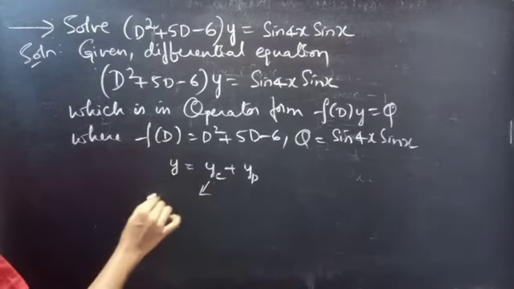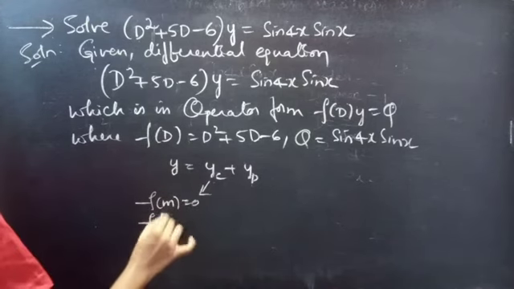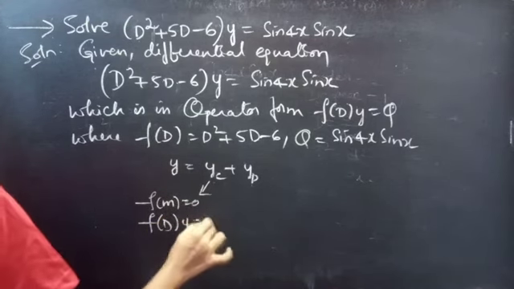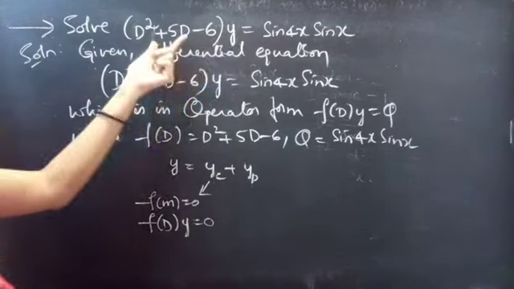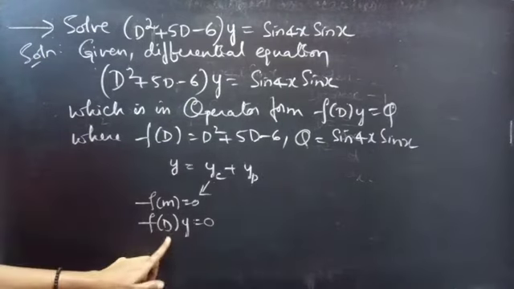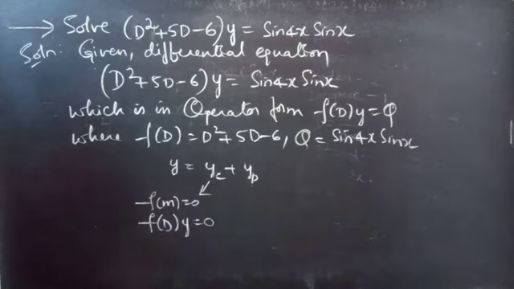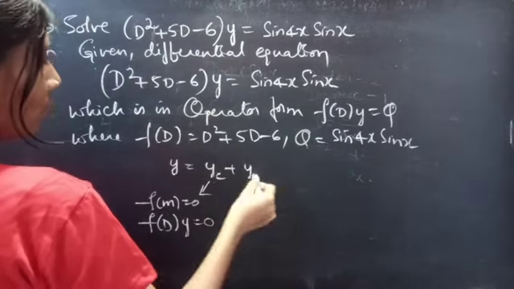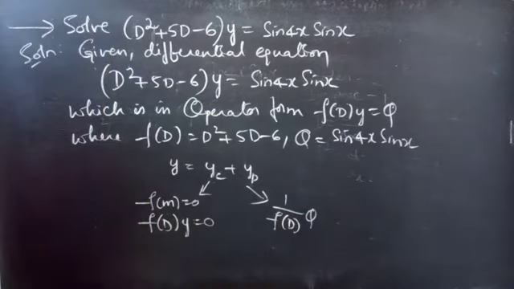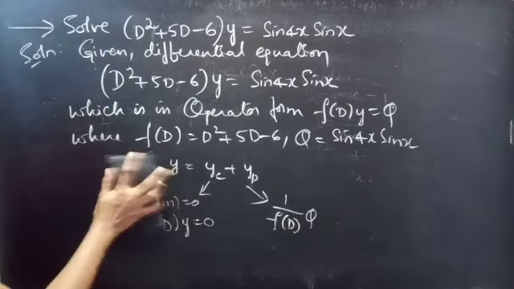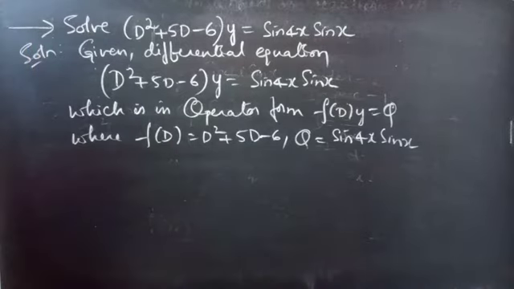We'll find yc using the roots of the auxiliary equation of the homogeneous equation of the given non-homogeneous equation. Simply by taking RHS equals 0, we'll get f of d into y equals 0, which is our homogeneous equation of the given non-homogeneous equation, right? And we'll find yp using 1 by f of d into q. So firstly, let's find the complementary function using the auxiliary equation of the homogeneous equation.